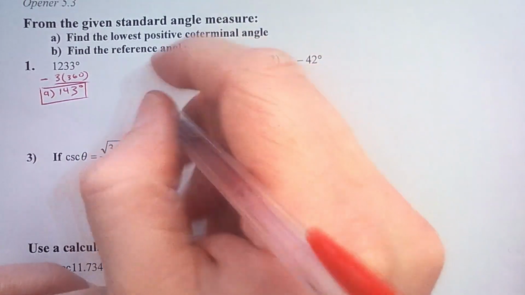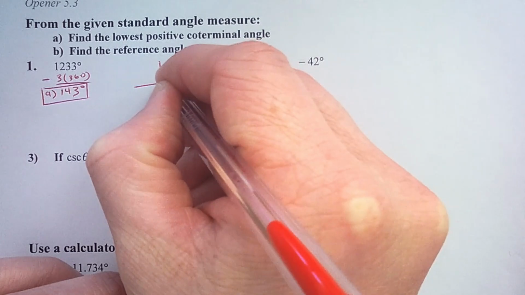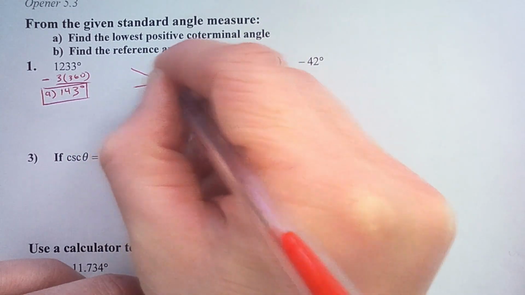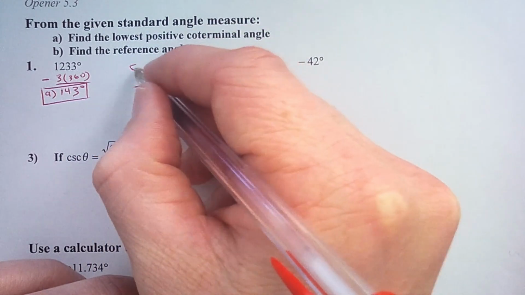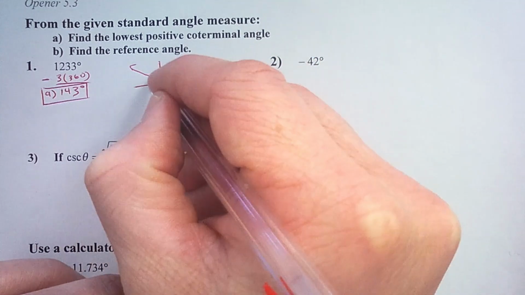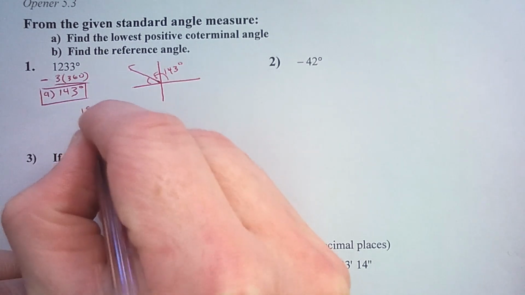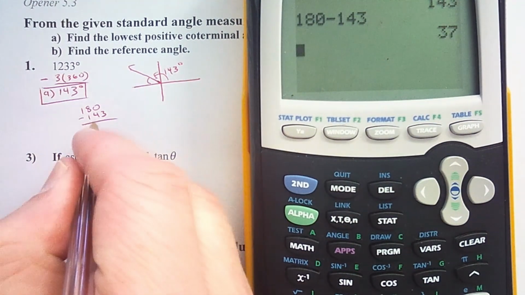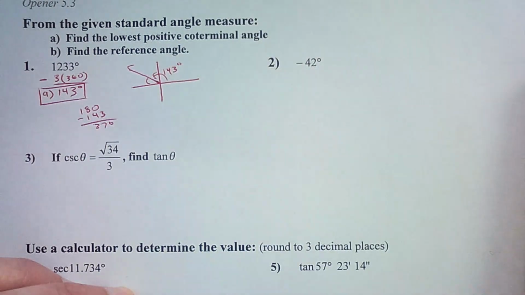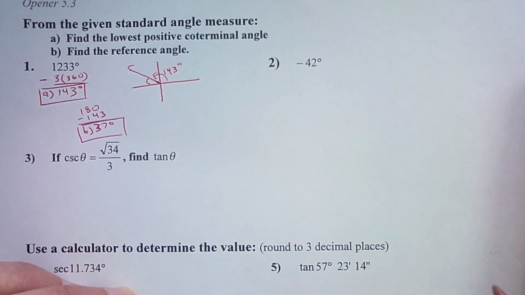Okay, next find the reference angle. So a 143 degree angle is going to look something like this. Okay, and the reference angle is the angle from this terminal side to the nearest x-axis, and that is right here. So if I do 180 minus 143, I will find that reference angle. And that is 37 degrees. Okay, so the reference angle for part B is 37 degrees.